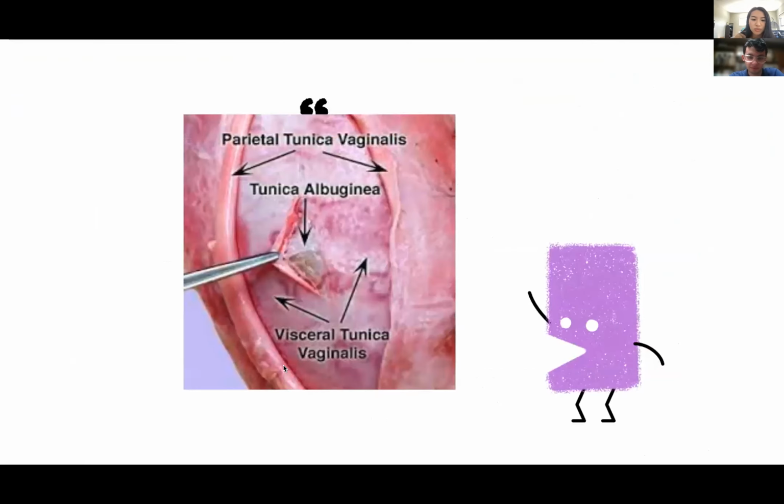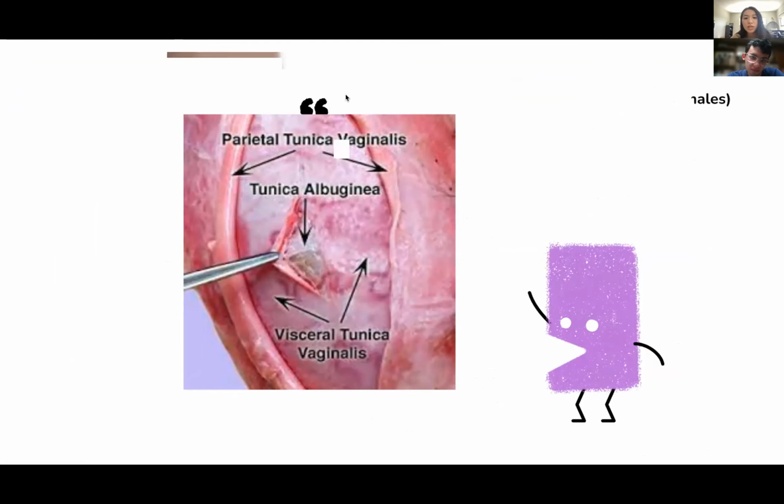Give me one moment. So let's see. Yeah, ugly photo of the two, parietal and visceral peritoneum that goes down into the testes.